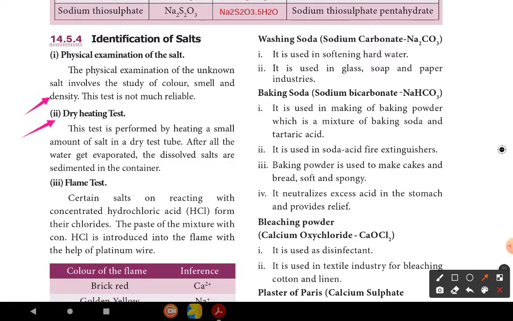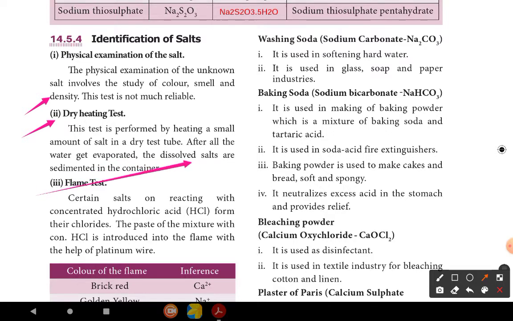Dry heating test. This test is performed by heating a small amount. You have to take a small amount of salt in a dry test tube. You know what's a test tube? Okay, take a dry test tube, add the salt and you have to heat it. Take a little bit of salt, put it in the test tube, and heat it. Then what will happen? When you heat, all the water molecules will get evaporated.